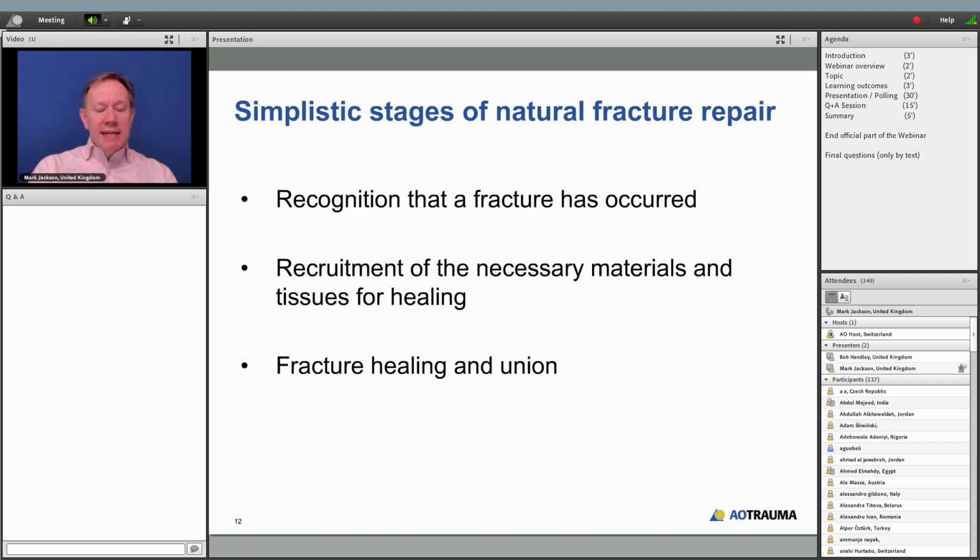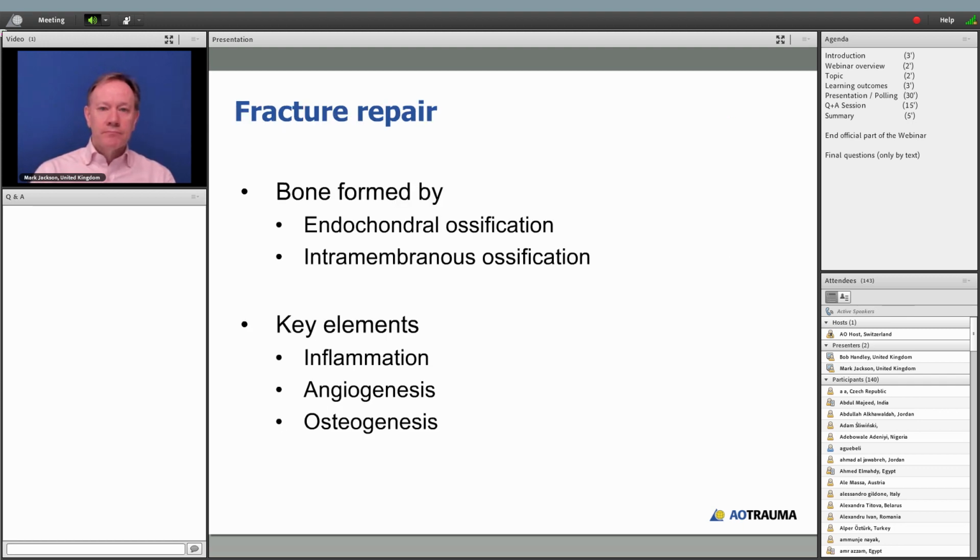So just looking at breaking down fracture repair into just the simple steps: a fracture occurs, and that provides a stimulus, a signal to start the process of fracture repair, which then involves bringing forward the appropriate materials, the vascularity and tissues for healing, and ultimately, hopefully, with the progression of time, this will lead to fracture healing and union for the patient.